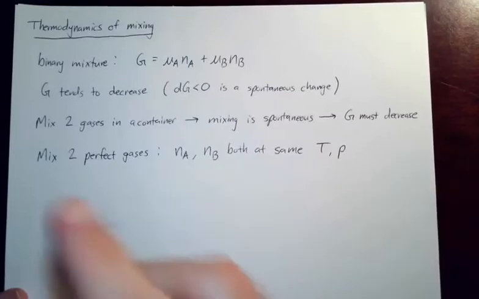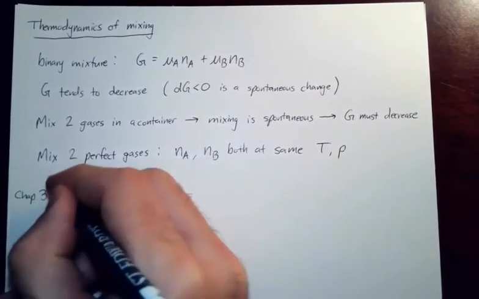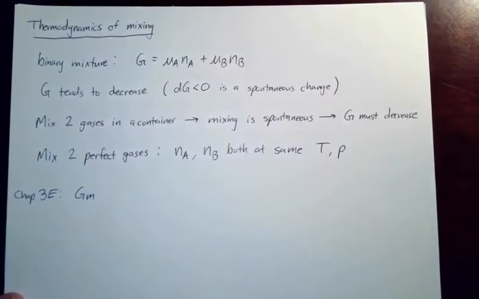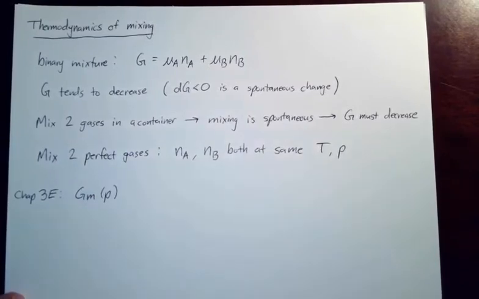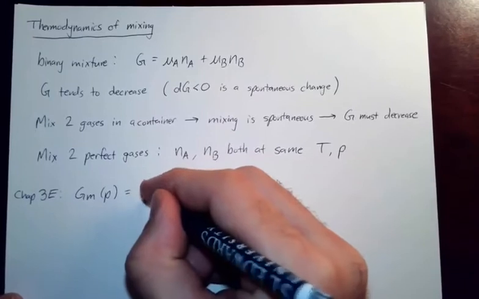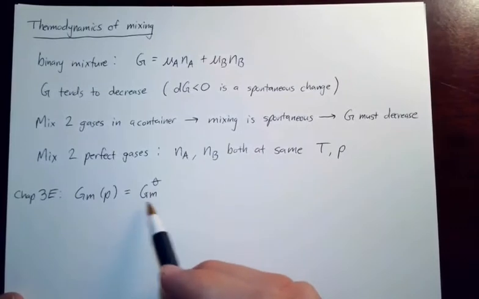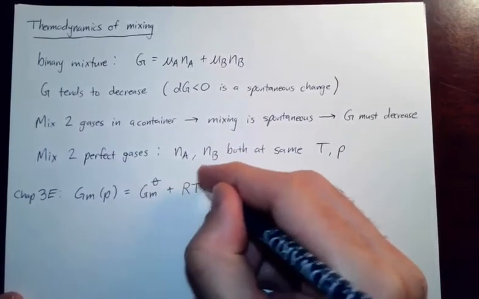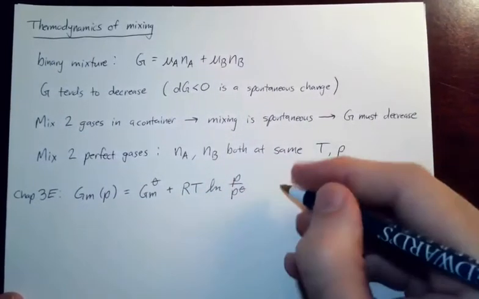Okay, so going way back to chapter 3E, we had an expression for the molar Gibbs energy as a function of pressure. And that's equal to the standard, 1 bar molar Gibbs energy for that substance, so this is a constant, plus RT ln P over P standard. And again, P standard is 1 bar.